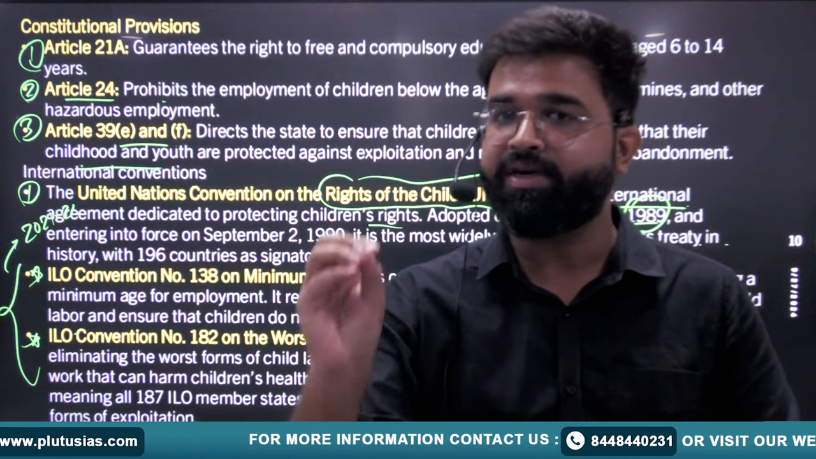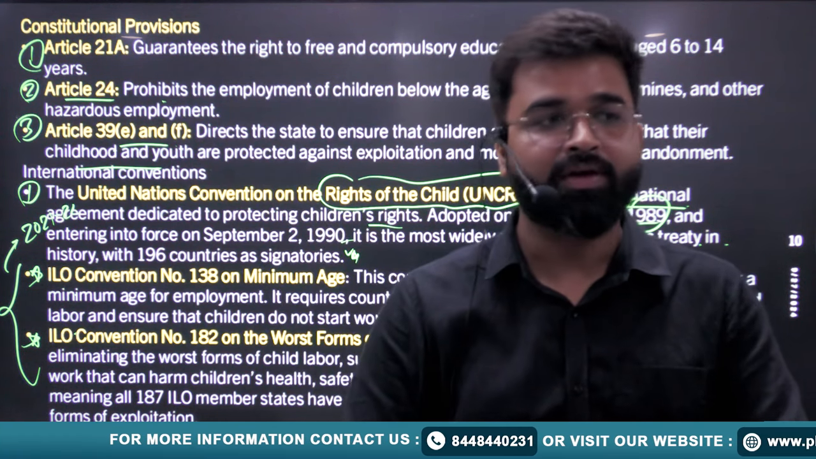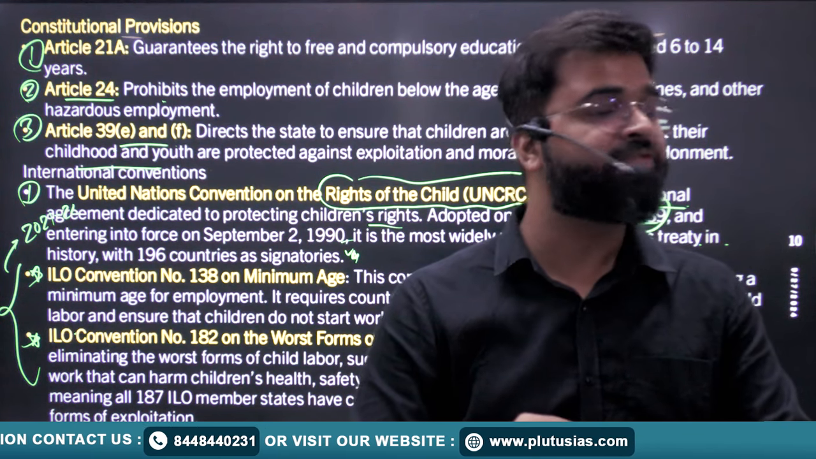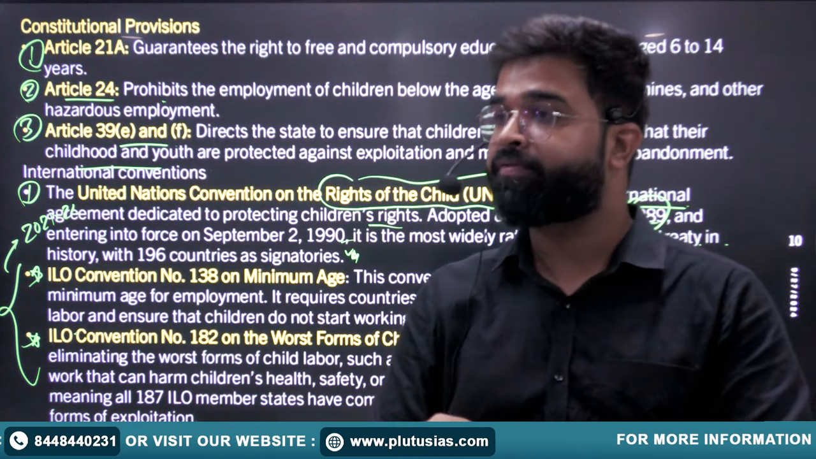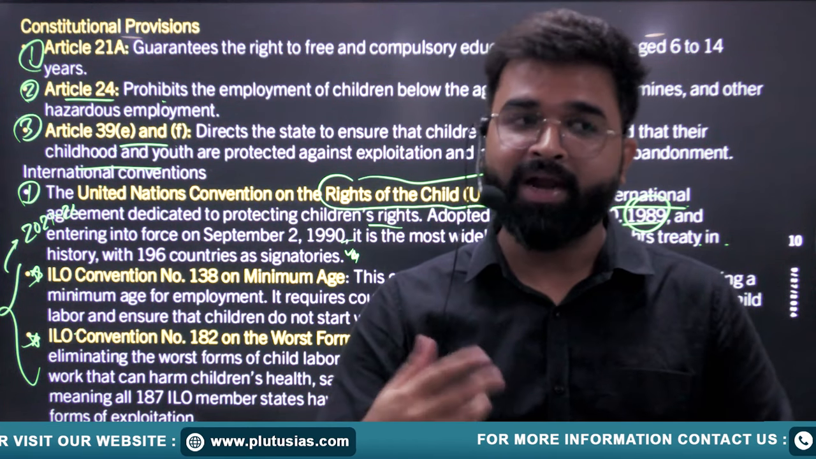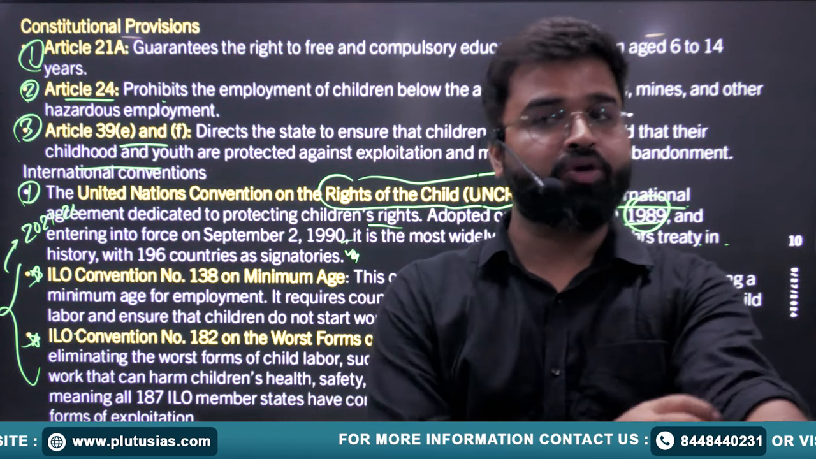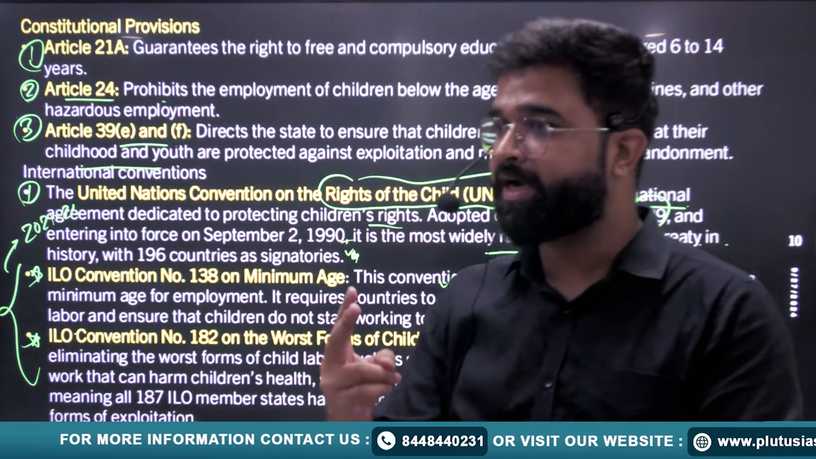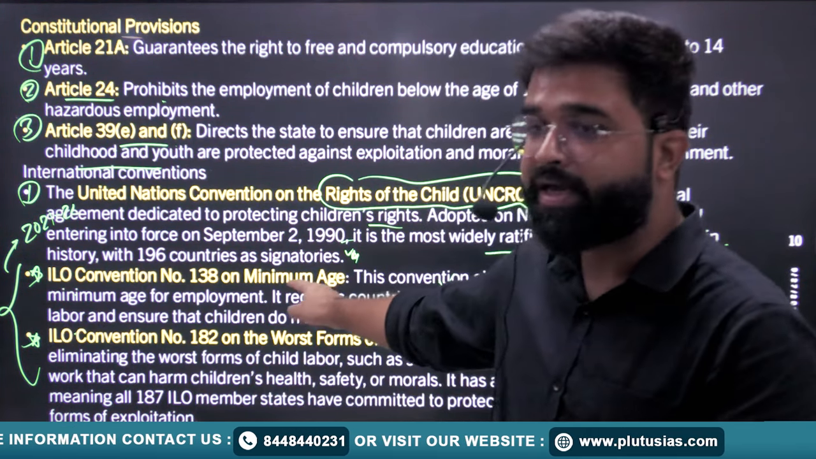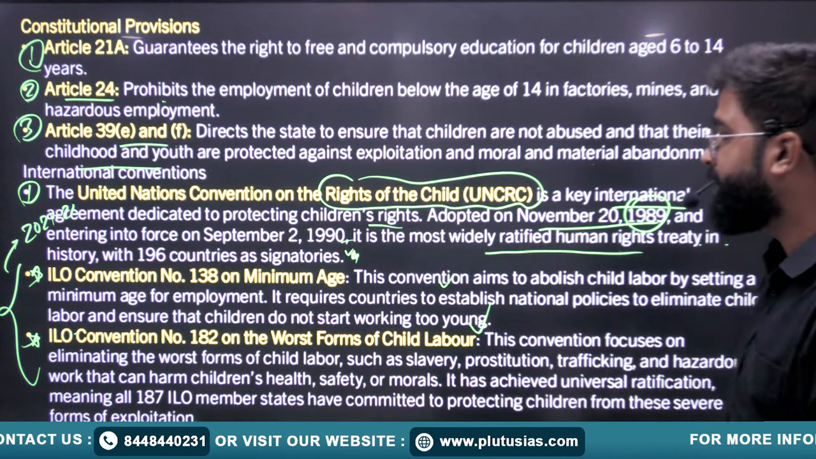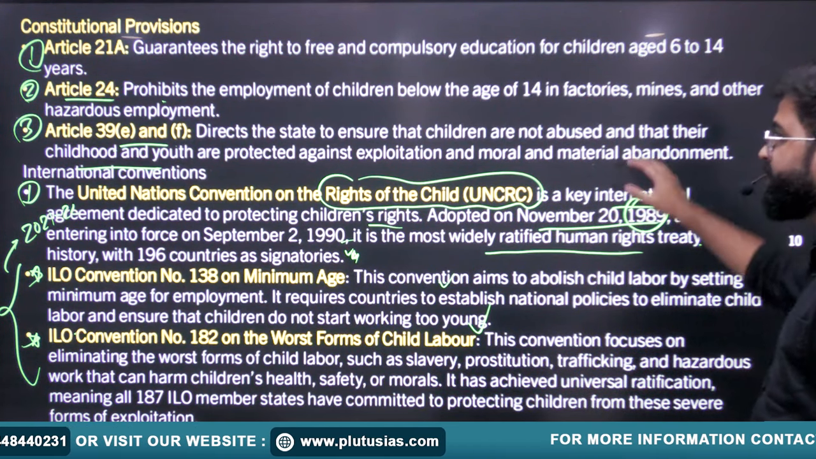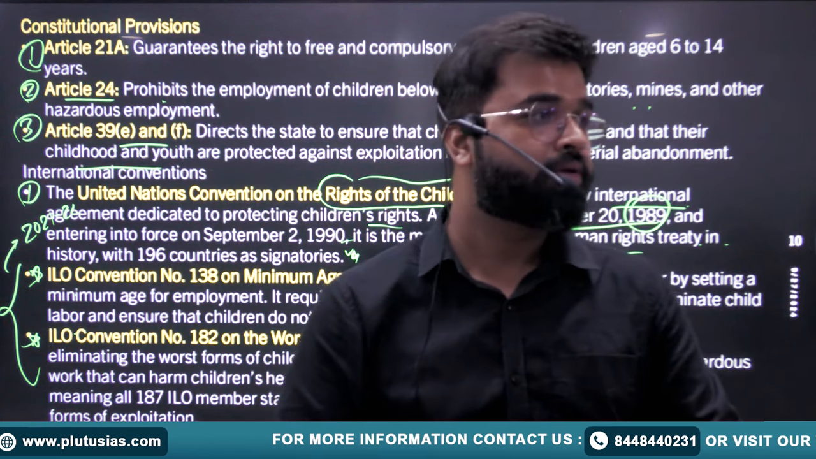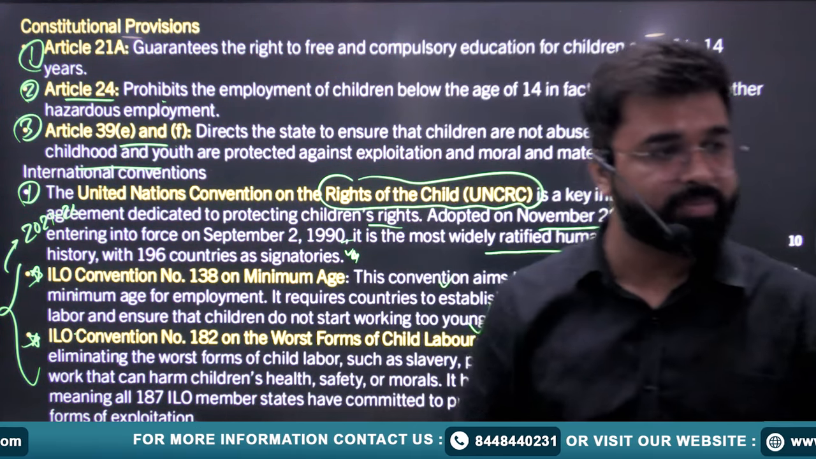Legislative Protection or Legislative Framework. Constitutional Framework, Article 21A, Article 24, Article 39F and E and F. Constitutional Protection. Some International Convention. United Nations Convention on Rights of Children, UNCRC, second. ILO Convention 138 on minimum age and ILO Convention 182 on worst form of child labor. The same thing can be written in your society paper as well. Society mein bhi aata hai, your answer will be the same.